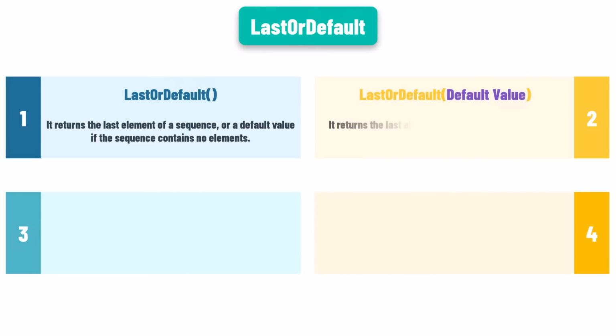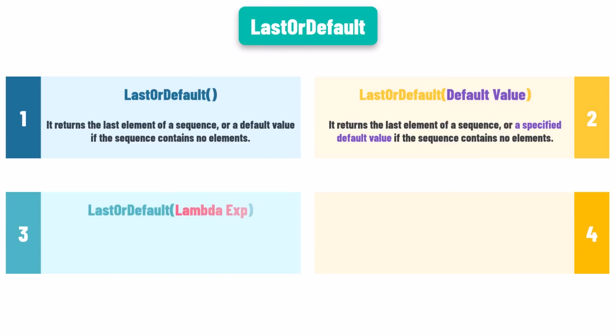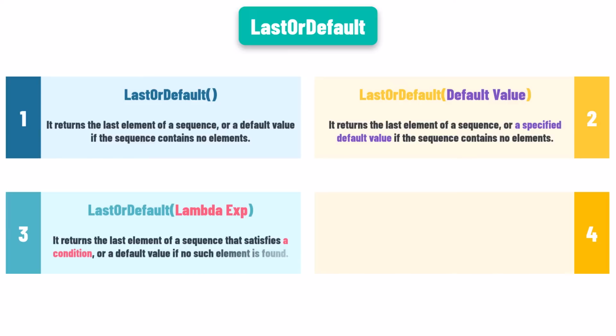It returns the last element of a sequence, or a specified default value if the sequence contains no elements. So, here we either get the last element of the sequence, or the default value we added inside the braces, in case the sequence is empty. The third overload is used with a lambda expression. It returns the last element of a sequence that satisfies a condition, or a default value if no such element is found. Here we also get the last element, or the type's default value if the sequence is empty.